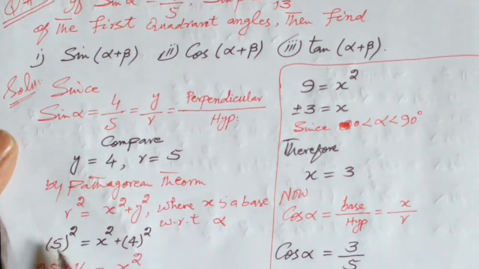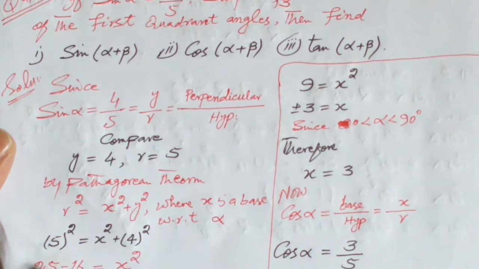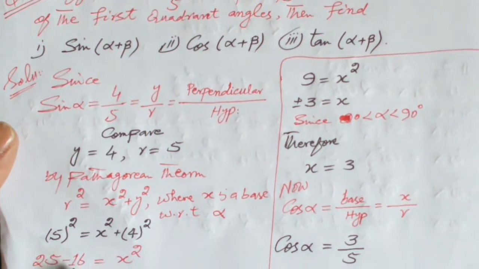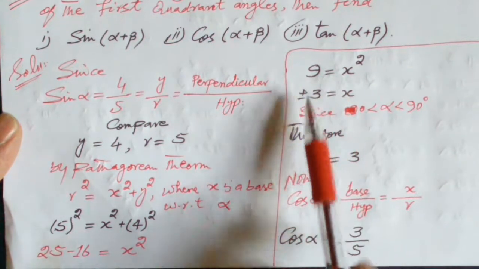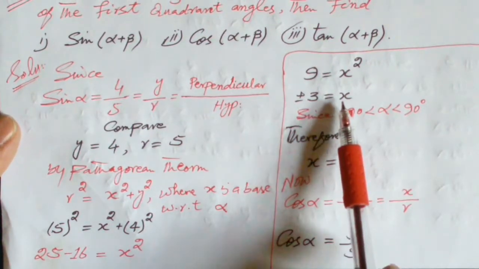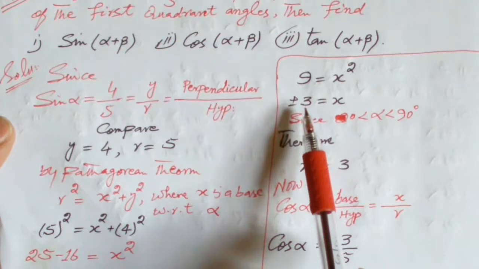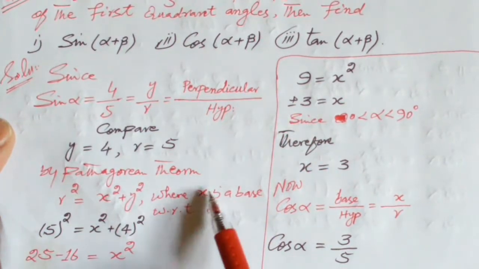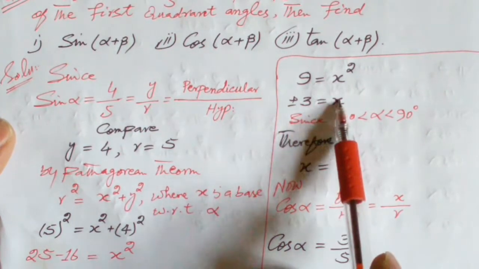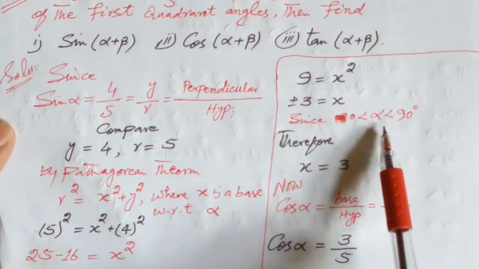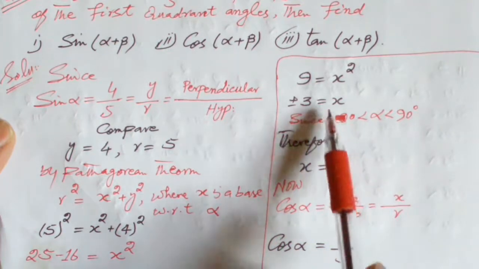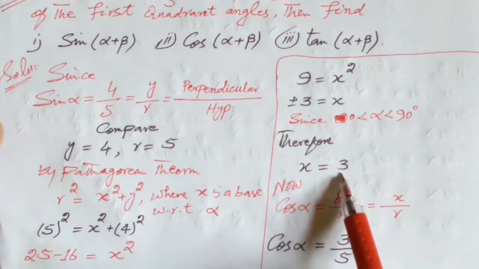Substitute the value of y and r. We have 5 whole square is equal to x square plus 4 whole square. 25 minus 16 is equal to x square, or x square is equal to 9, or taking the square root we have x is equal to plus or minus 3. So with respect to alpha we calculate x which is equal to plus 3 or minus 3. Now the angle alpha is in first quadrant, so x will be equal to plus 3.